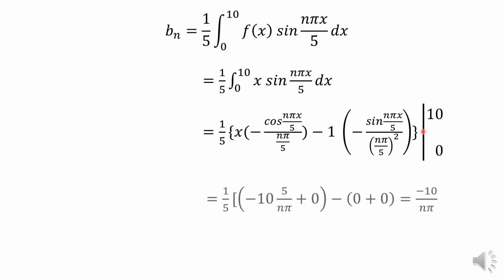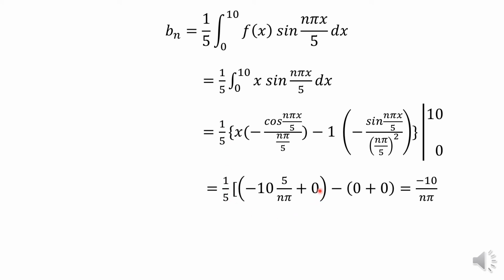Apply the limits of integration, we get 1 by 5 times, this is the upper limit part. I have put x is equal to 10 here, so we get cos 2 n pi, since 10 gives 5 times 2, so cos 2 n pi we get. So cos 2 n pi is 1, so we get minus 10 into 5 by n pi, minus the lower limit term, so here we get x is 0, and sin 0 is 0, so the lower term is 0, so 5 gets cancelled. Finally the answer is minus 10 by n pi.